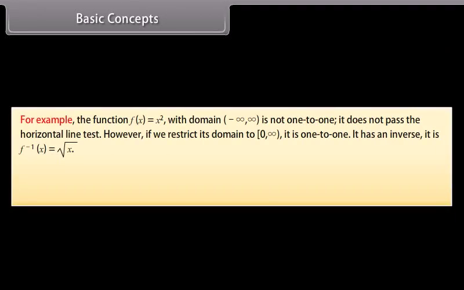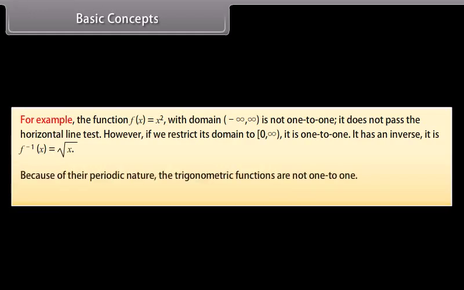For example, the function f of x is equal to x squared with domain negative infinity to infinity is not one-to-one. It does not pass the horizontal line test. However, if we restrict its domain to 0 to infinity, it is one-to-one. It has an inverse. It is f inverse of x equal to square root of x. Because of their periodic nature, the trigonometric functions are not one-to-one.